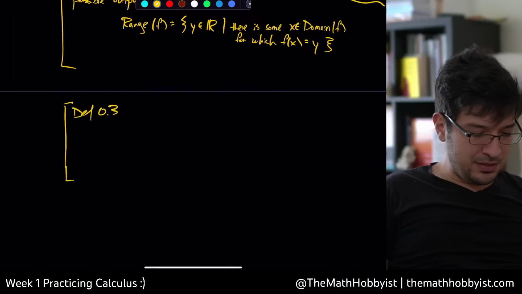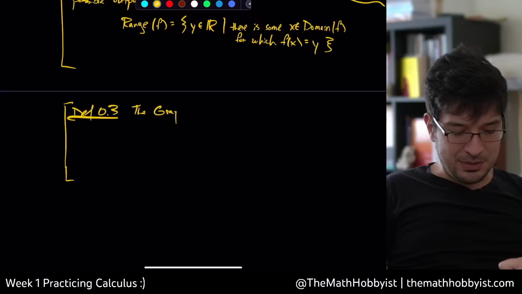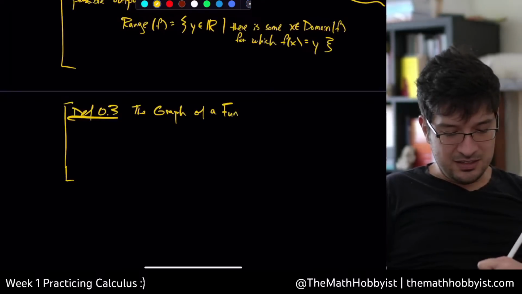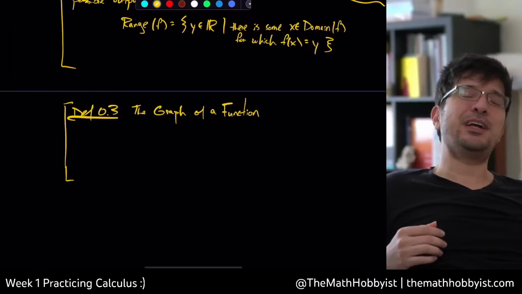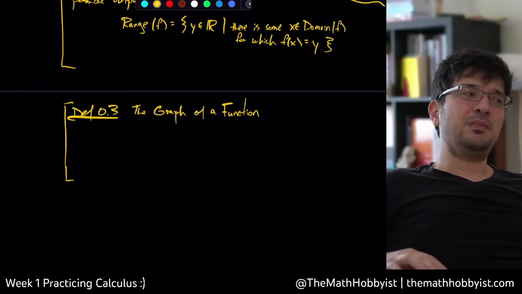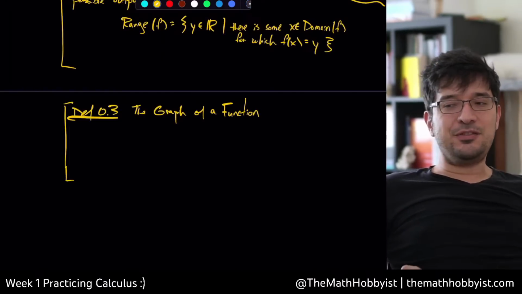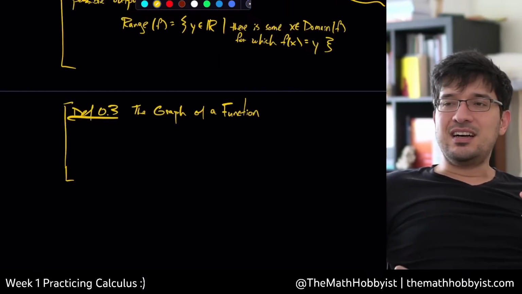Definition 0.3. I literally did not pre-read this. The graph of a function. I knew it when this audience member asked, what is something that's not a function? And I was like, it's a graph. And that's different than a function. It's important to realize that they're different.